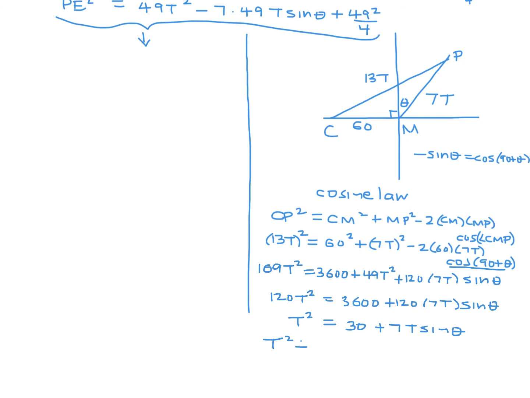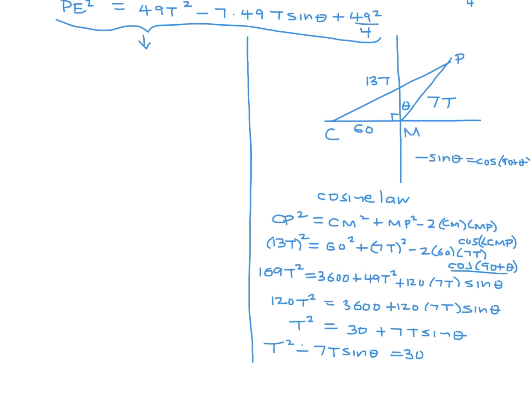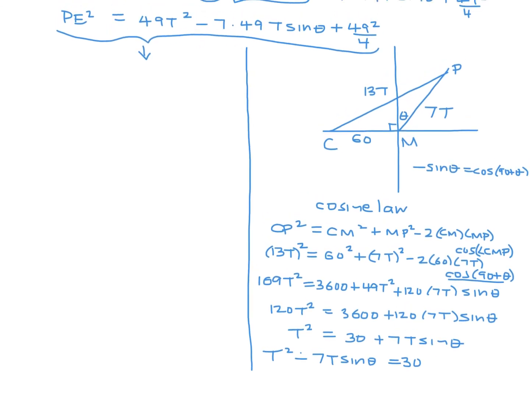Okay, so now that I've caught that, 7t sine theta is equal to 30. Very good. So now we can go back and utilize that. We have a numerical value that's very helpful. So now PE squared, let's see, if I factor out, what can I factor out here? 49, I think. I'll get t squared minus 7t sine theta. Look at that.